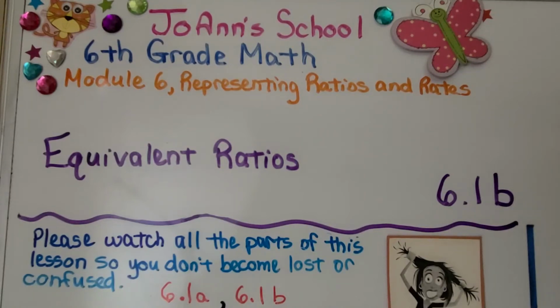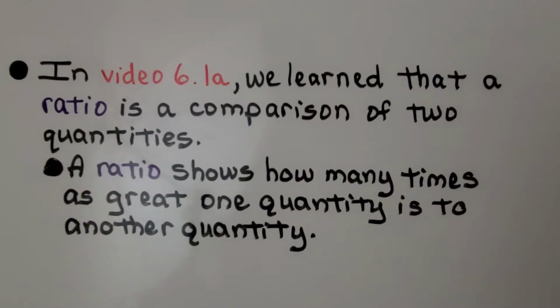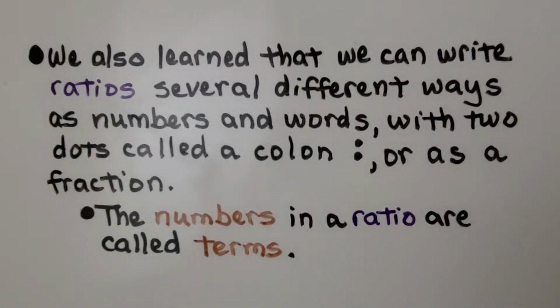Lesson 6.1b, Equivalent Ratios. For a real quick review, in video 6.1a, we learned that a ratio is a comparison of two quantities, and a ratio shows how many times as great one quantity is to another quantity. We also learned that we can write ratios several different ways, as numbers and words, with two dots called a colon, or as a fraction.